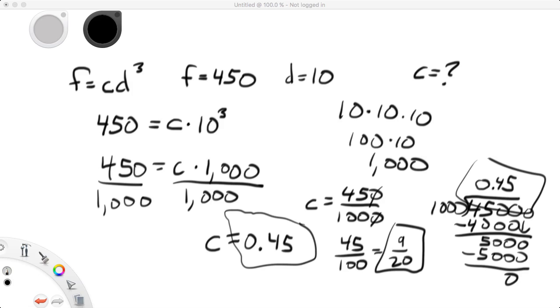Now, it wouldn't be wrong to say that C is equal to 450 over 1,000. In fact, we could just simplify that fraction. Cancel out that 0, and you get 45 over 100. And then divide both by 5, and you get 9/20. Okay, so that's another answer. Both of those are answers for C.